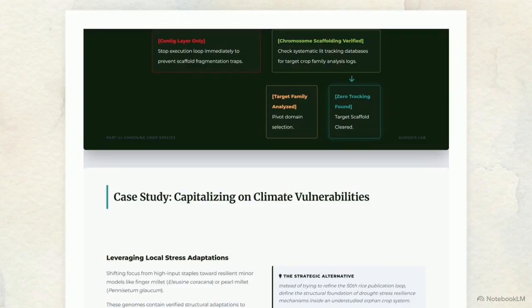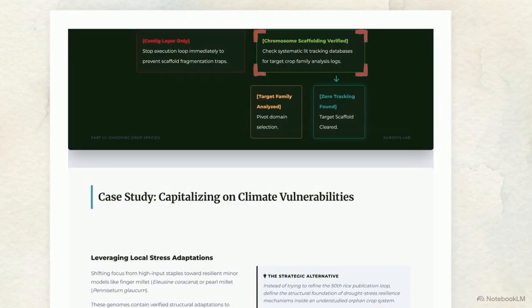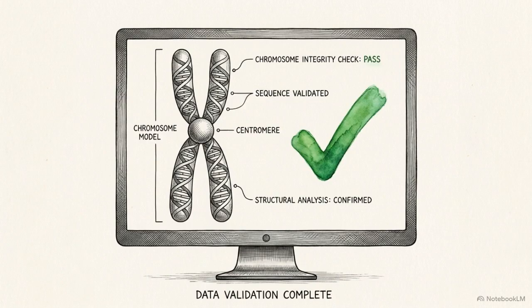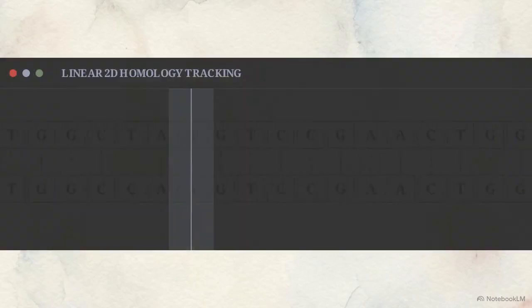This flowchart maps the algorithmic logic required to detect and reject those faulty assemblies. If you hit the contig layer only, stop the execution loop immediately. Conversely, the green pathway confirms chromosome scaffolding is verified, leading to a safely cleared target scaffold. Enforcing these strict structural anchoring parameters up front prevents your team from wasting months of script generation on a dead-end genomic dataset.